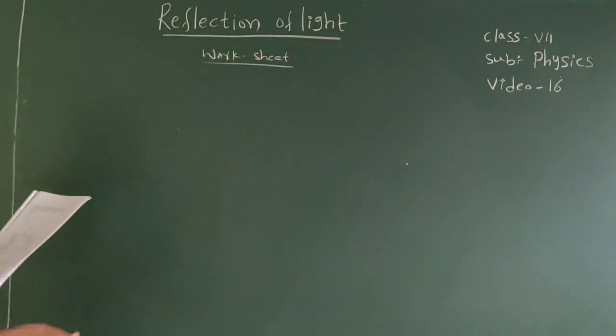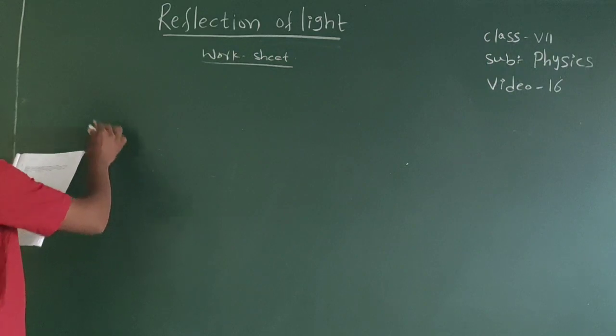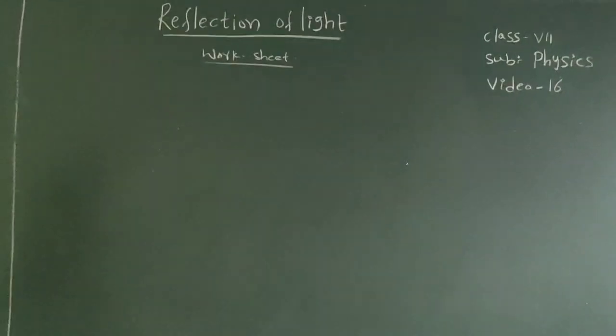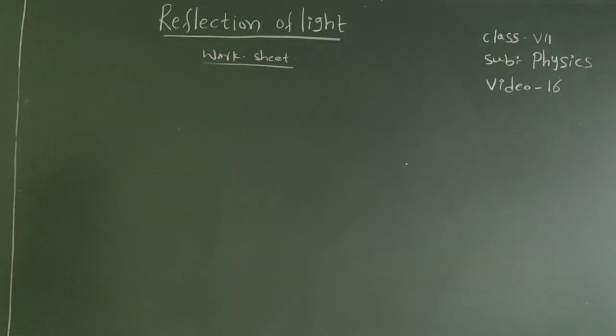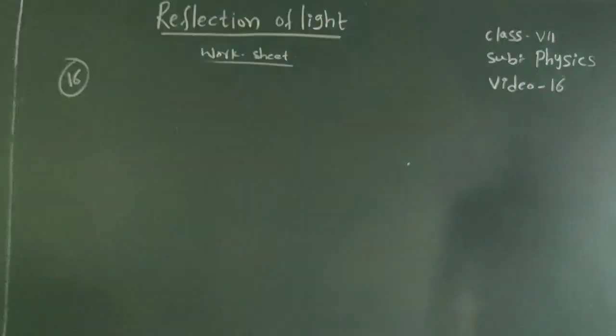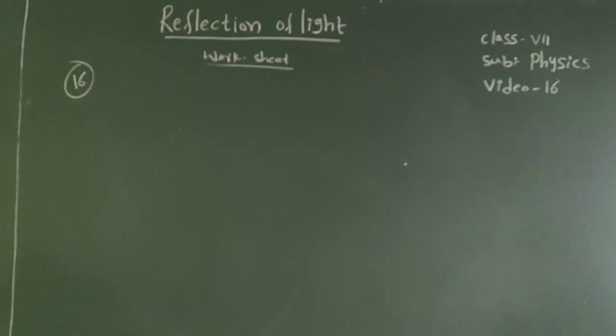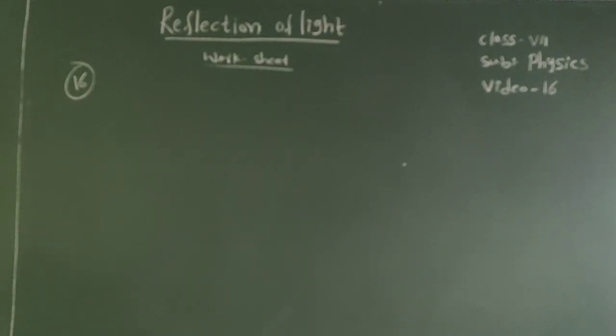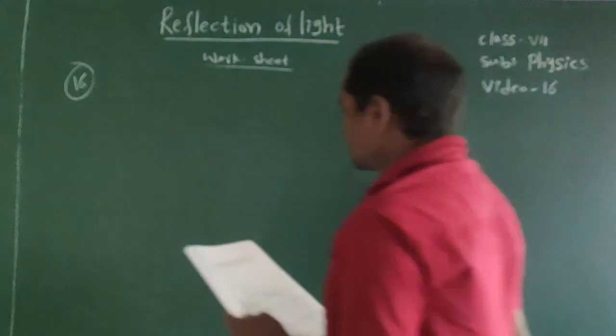So what is the given value, Sama? Question number 16. Focal length is given and the object distance is given. Focal length of concave mirror is negative. At the same time, object distance also negative.